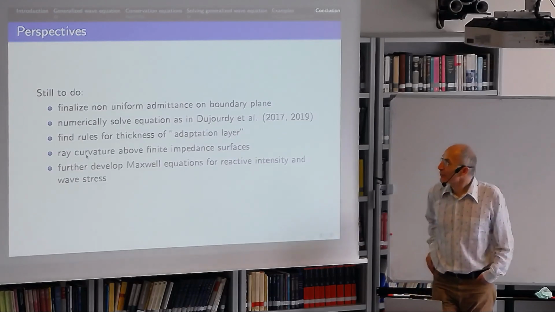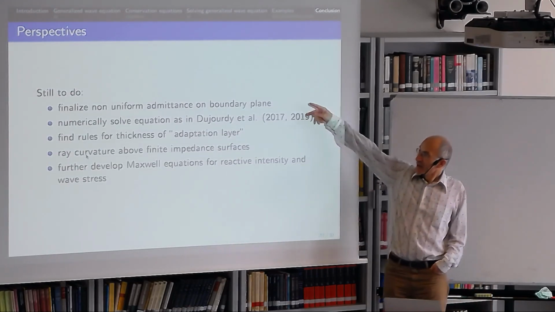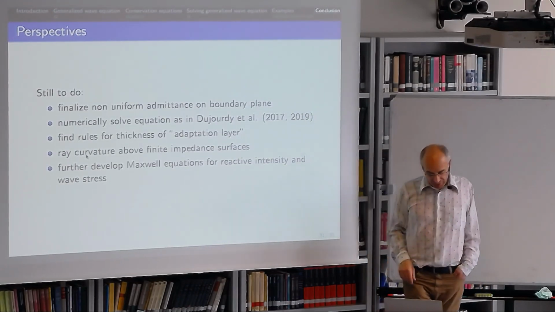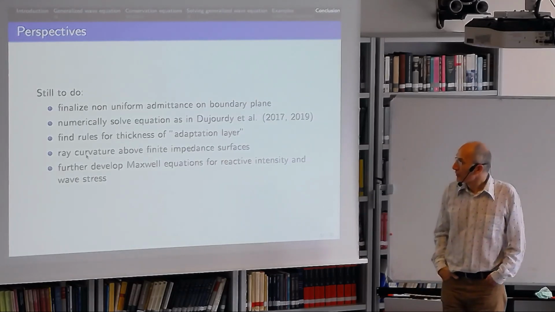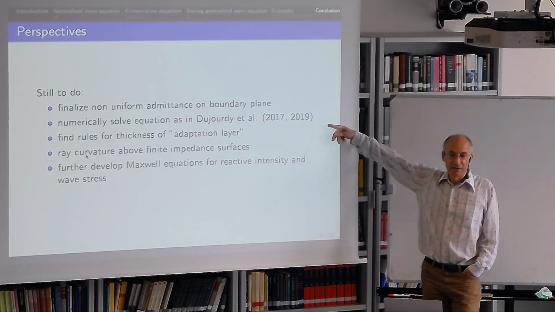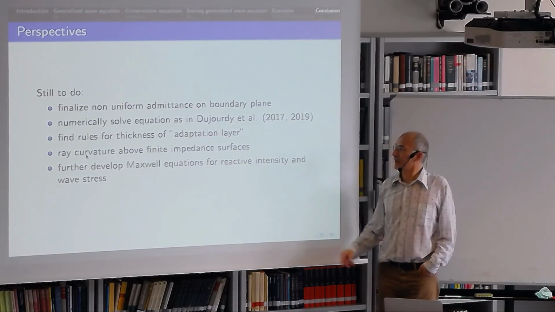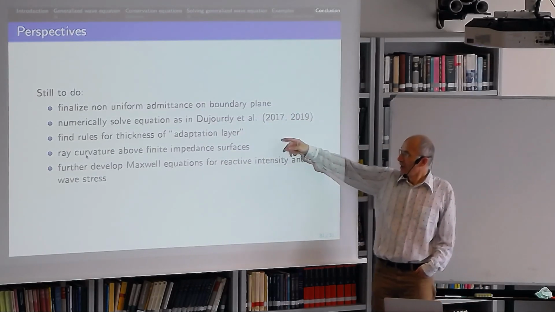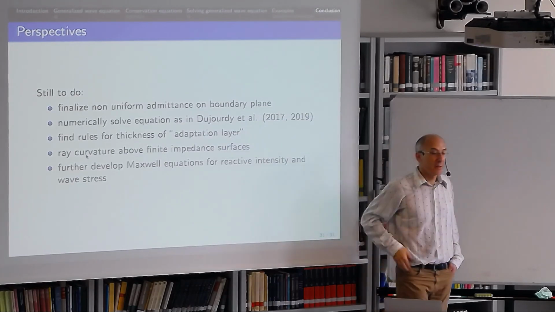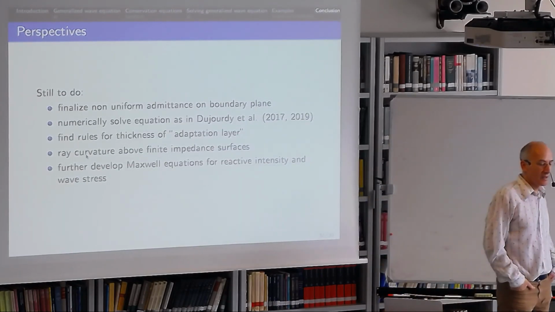So what is still to do? Finalize non-uniform admittance on boundary planes. Numerically solve the equations, as we did with Dujourdi in the last years. Find a rule for the thickness of the adaptation layer.